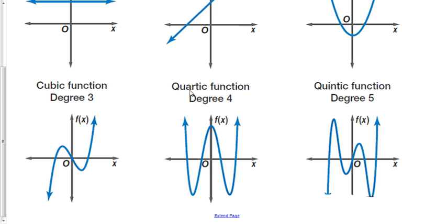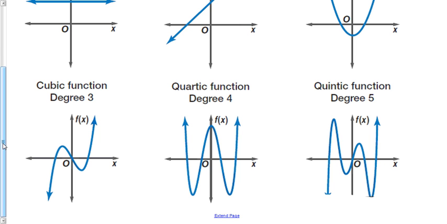A quartic function is degree 4. That means the highest power on x would be 4, so it would have an x to the 4th in it. And the graph turns out looking like this. You've got 1, 2, 3, 4. Degree 4. And then finally a quintic function has an x to the 5th in it, and if I count again all of the different changes in increasing or decreasing, it would count like this: 1, 2, 3, 4, 5, and that's how I can tell that it's a degree 5 function.